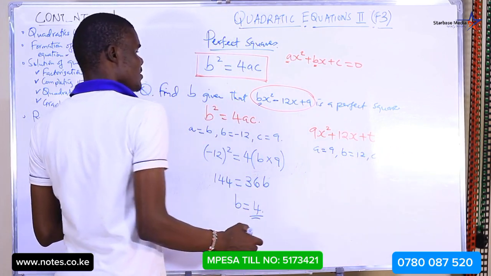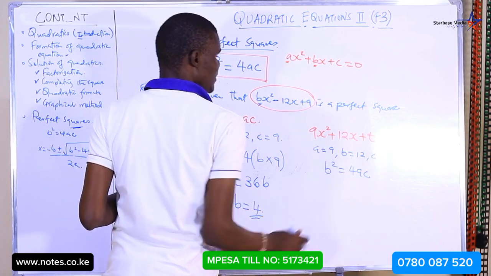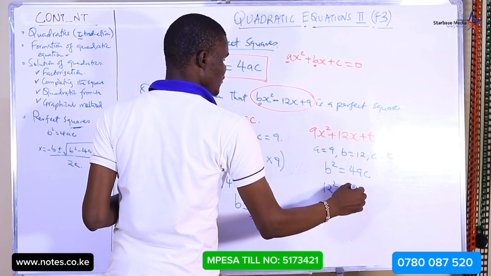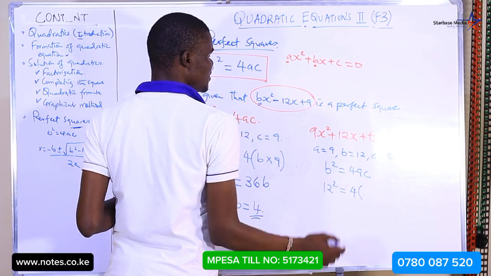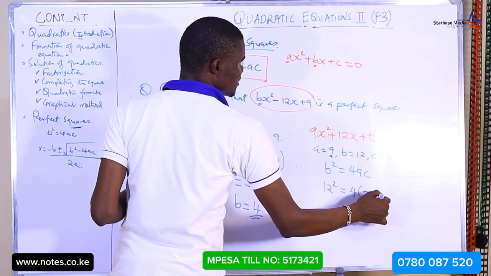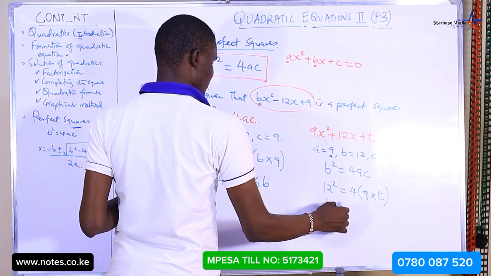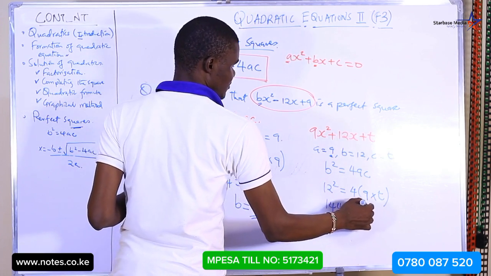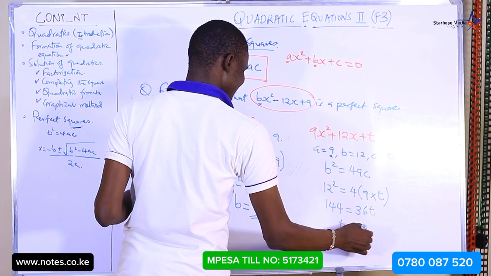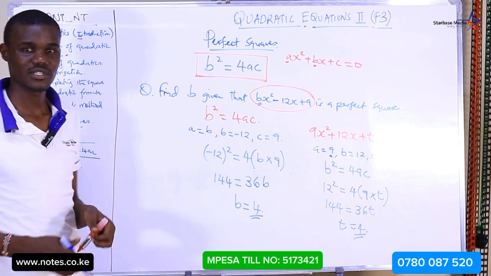Alafu unasema for perfect squares, B squared is equals to 4ac. B ni nini? 12 squared is equals to 4 into A ni nini? Ni 9. C ni nini? Ni t. Sasa wewe una mati, hii ni 144 is equals to 36 t. T. Yani ni rahisi. But that is what the topic is all about.